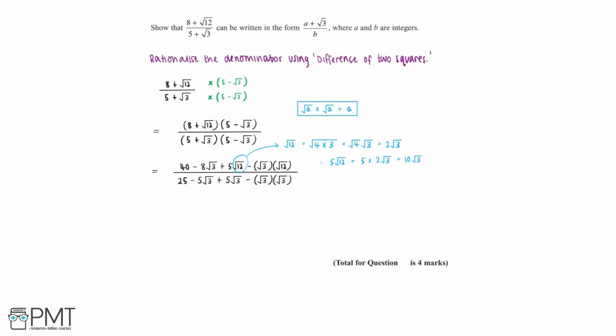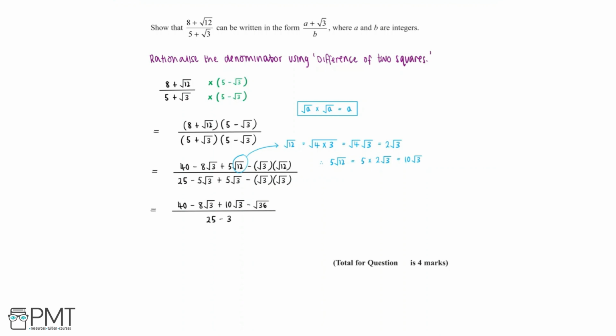And so using all of this information, let's simplify this fraction. Looking at our numerator, 40 will stay the same, minus 8 root 3 will stay the same, but we'll say that 5 root 12 is equal to 10 root 3, and root 3 multiplied by root 12 is equal to root 36. And so we end up with 40 minus 8 root 3 plus 10 root 3 minus root 36 in the numerator. And now let's simplify the denominator. You can see that the minus 5 root 3 plus 5 root 3 will cancel out to 0, and so we'll be left with 25 take away root 3 times root 3, which is equivalent to 25 take away 3. Now let's continue to simplify this in the next step.